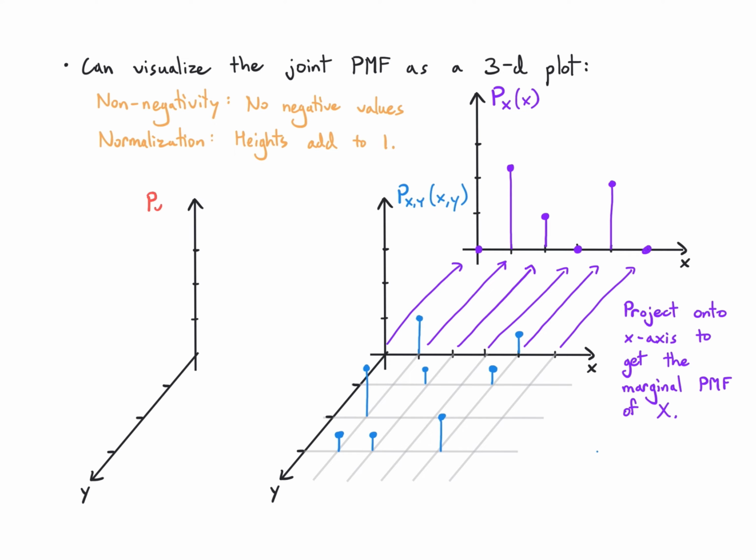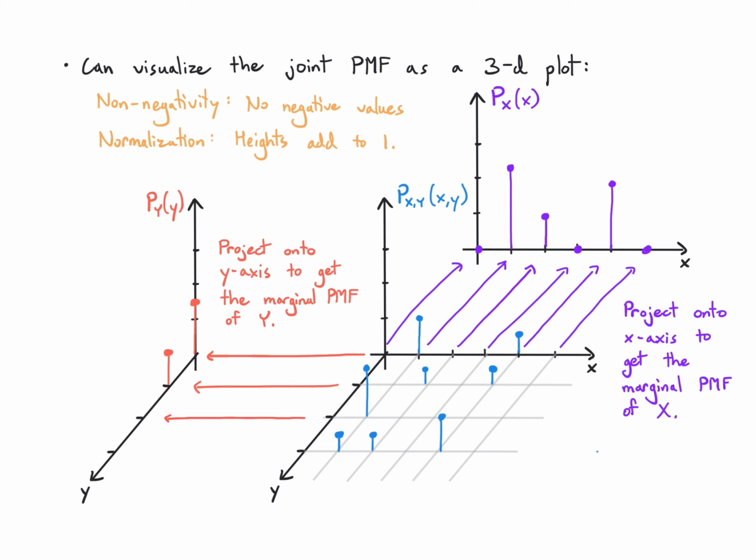I could do the same thing with y. I could project along the y-axis to get the marginal PMF of y. So I only retain the y-axis and the height. And then I'm going to get this different PMF, which captures what y would do individually. Okay? So you can see that basically this alone does not tell you how x and y are interacting. It just tells you how they look on their own.